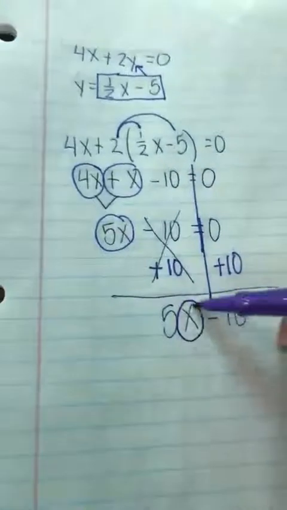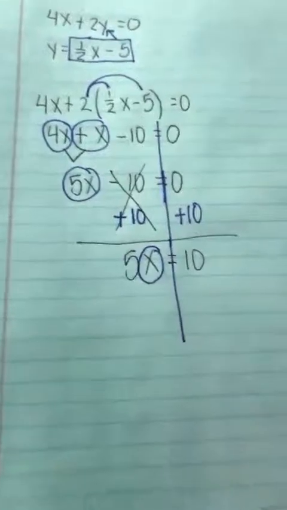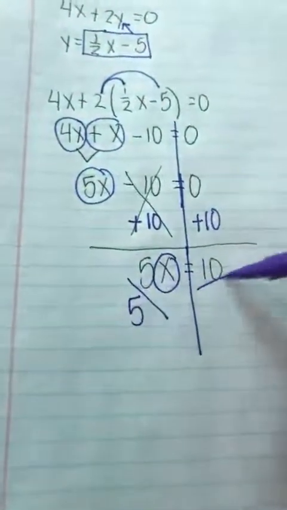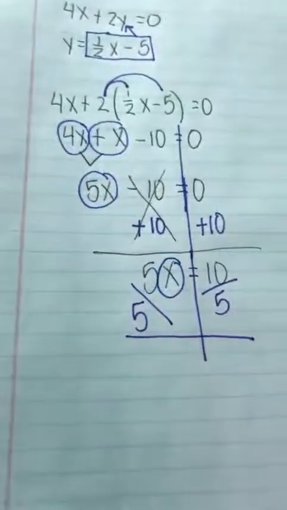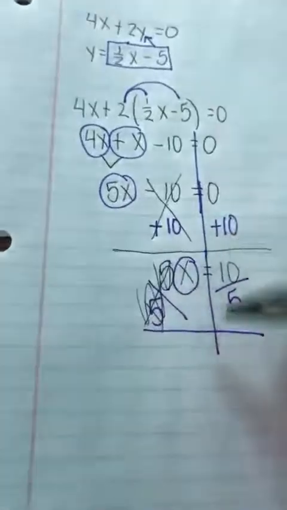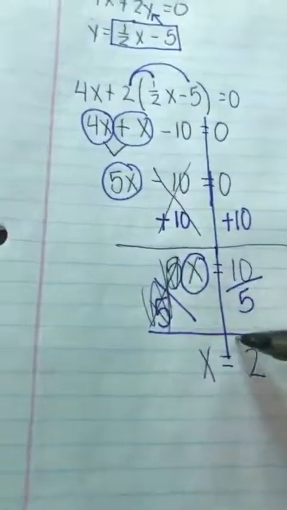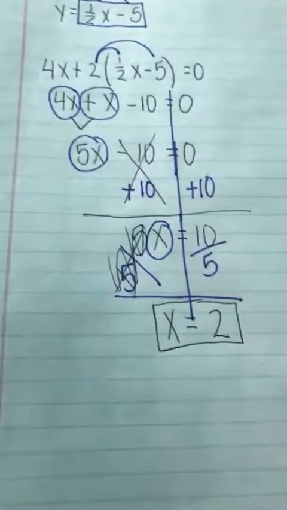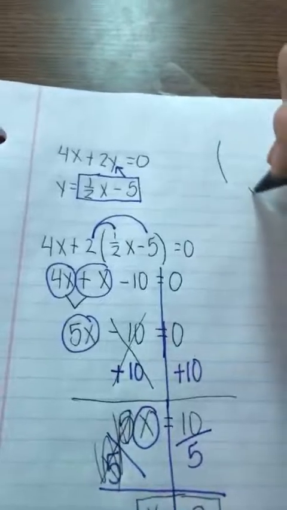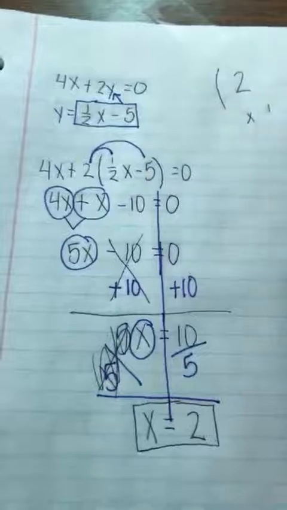Again, I circle my variable, draw my line. When two things are smushed together, it's multiplication, inverse operation, division. I'm going to divide both sides by 5. This will cancel out. I'll have an x equals 10 divided by 5 is 2. So my x is 2. So for my coordinate point, my x is 2.